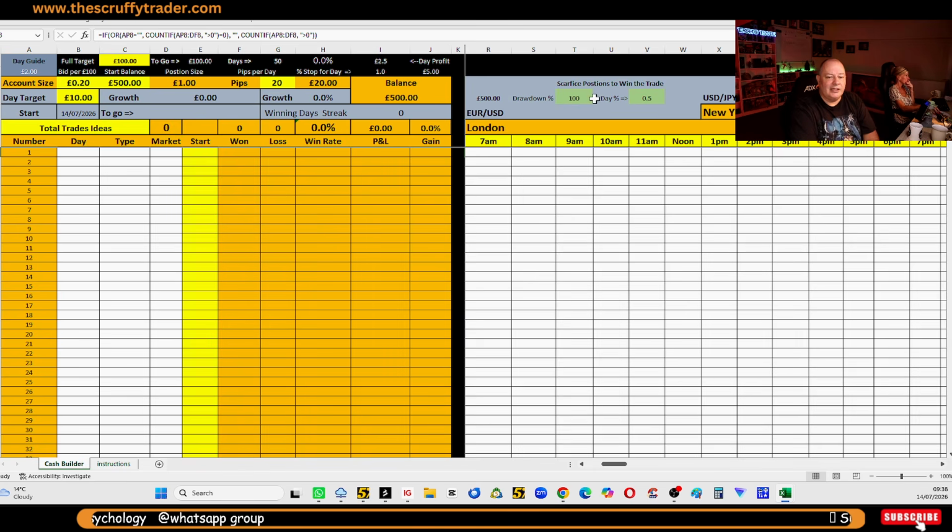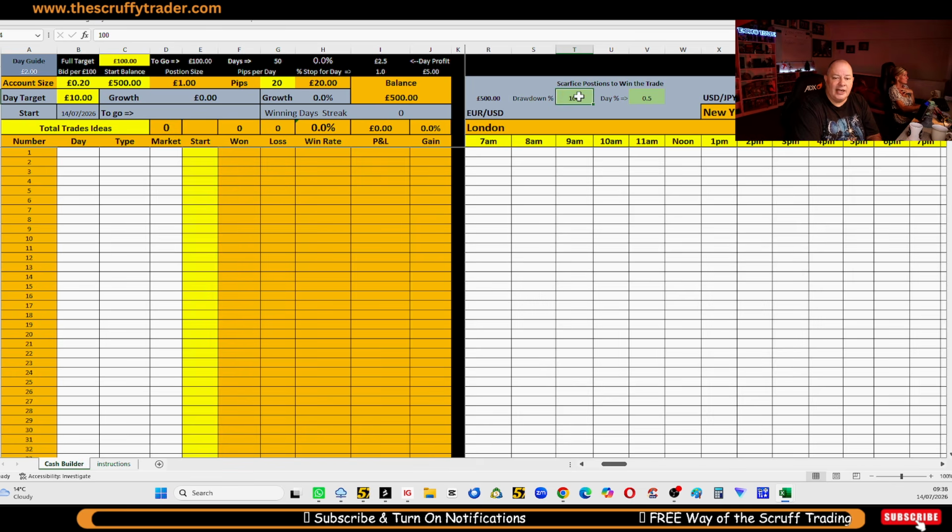You will see that there's a thing here that says drawdown. Now, if you've got your own account, your drawdown is 100% because you can use the whole account. If you're working on a prop, work on the drawdown as the account. So it might be 10%, 5%, whatever. Put that here, 10%. And what you'll see is it actually adjusts the target because it works out what the true balance of the account is. So the account balance might be 500, but you haven't got 500 to work with. You've only got 10% of it. So it'll adjust everything down.